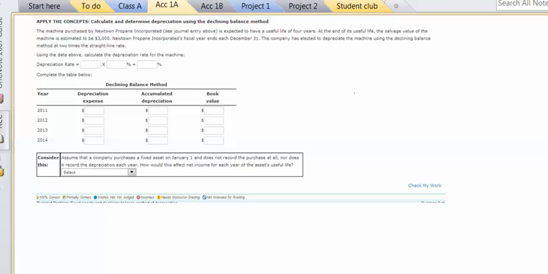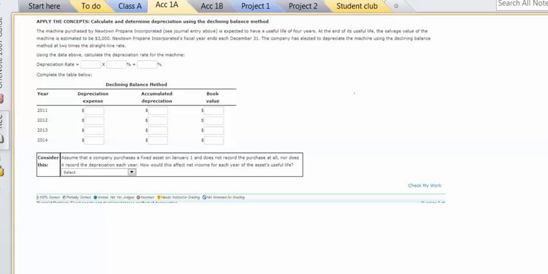The machine purchased by Newton Propane Incorporated, see journal entry above, is expected to have a useful life of 4 years. At the end of the useful life, the salvage value for the machine is estimated to be $3,000. Newton Propane Incorporated's fiscal year ends December 31st. The company has elected to depreciate the machine using a declining balance at 2 times the straight line rate.